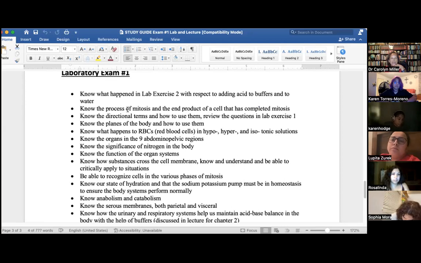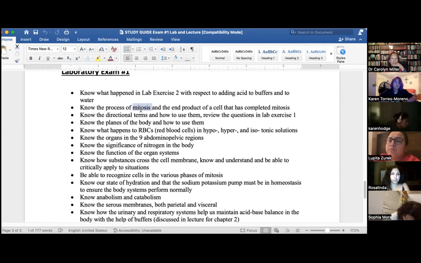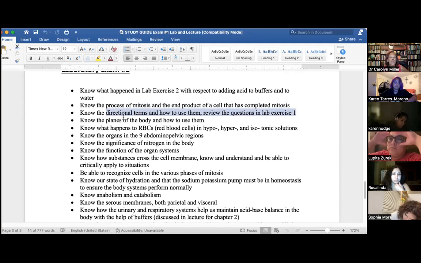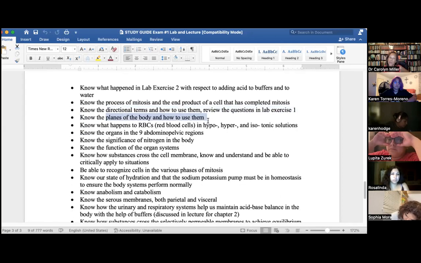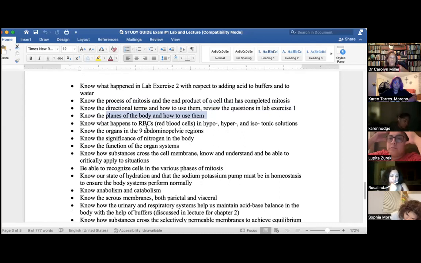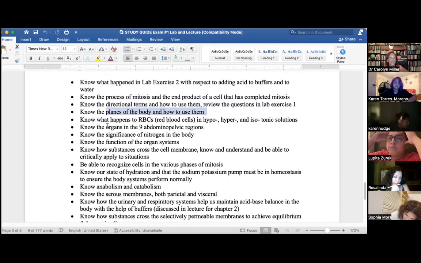Know the process of mitosis and the end product of a cell that's completed mitosis. If I start with 8 chromosomes or 4 chromosomes, whatever I start with, that's what I end with after mitosis. Know the directional terms and how to use them. Review lab exercise 1. I will do that in a minute. Know the planes of the body and how to use them. I will do that in a minute. I already talked about the mid-sagittal, parasagittal, frontal, and transverse.